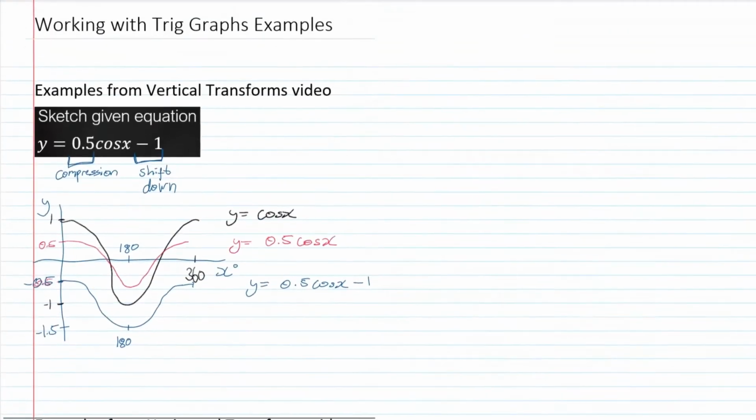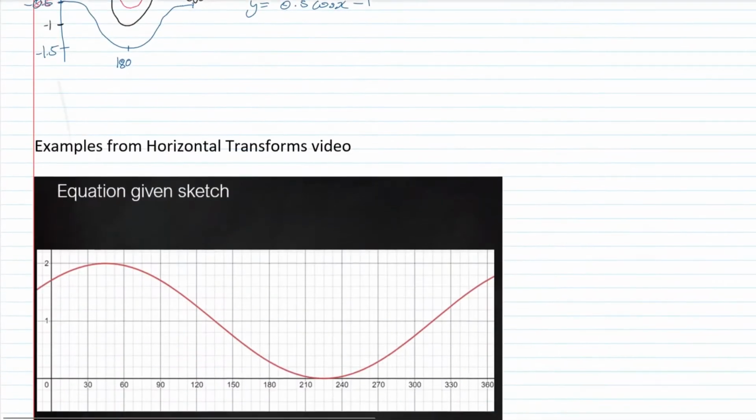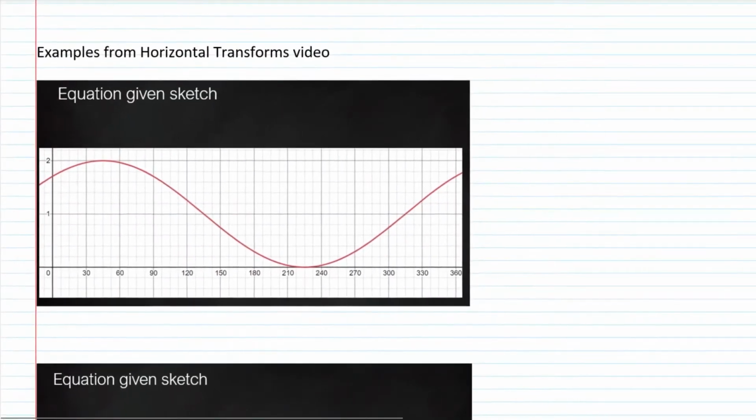You'll notice sketch questions take a bit longer to explain and go through and talk about. It should be faster from here on out.